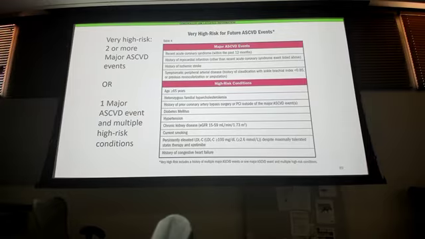And then we also talked about, from a secondary prevention standpoint, you have to differentiate what a stable ASCVD patient is versus a very high-risk patient. The way that you do that is by looking at if they have 2 or more of these, or if they have 1 of these and at least 2 of these, then that would put them as a very high-risk patient and would benefit from being treated much more aggressively with their cholesterol.